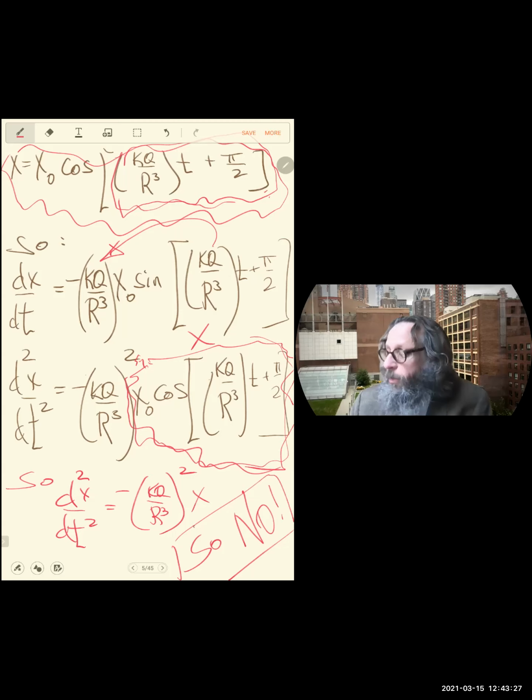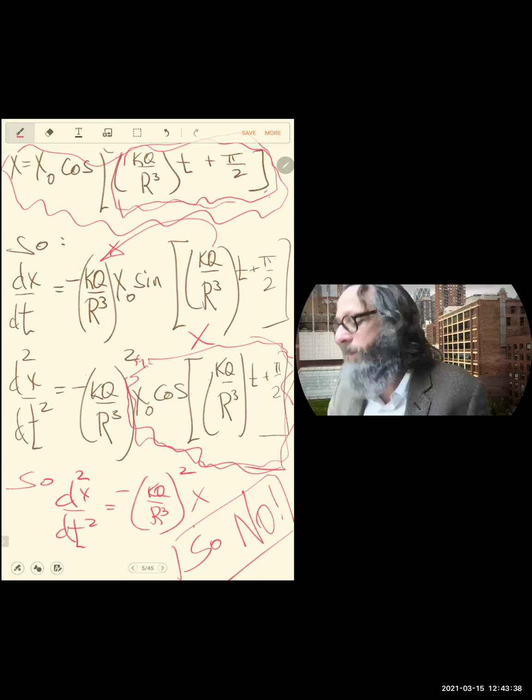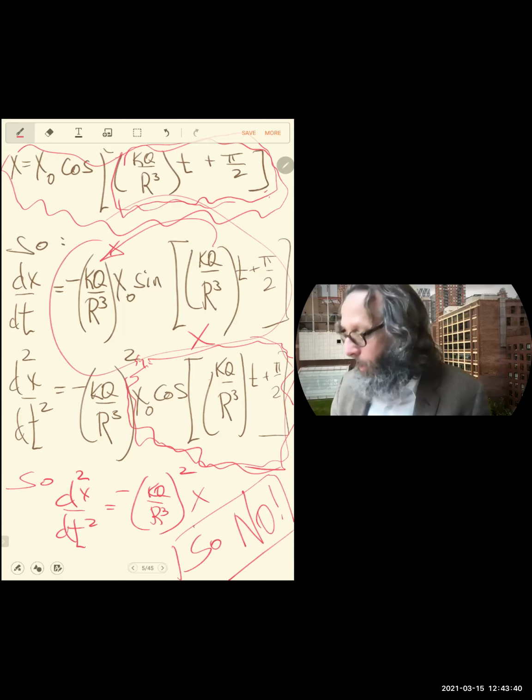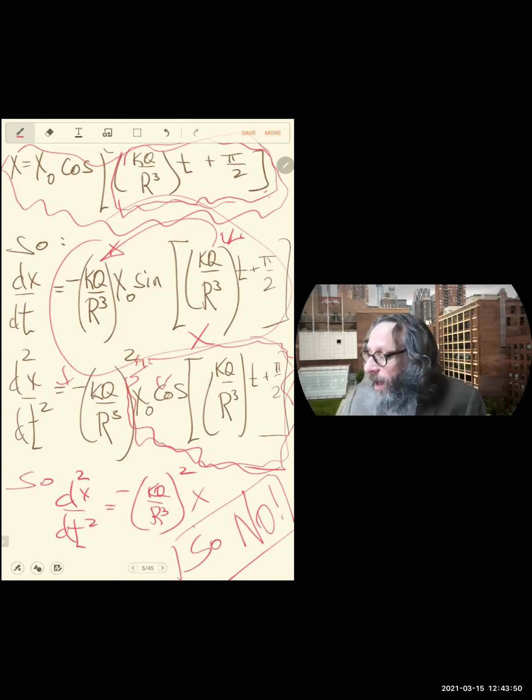We're taking the derivative of the whole thing. We first have the derivative of negative sine, and the derivative of that is negative cosine. But now we have to multiply that by the derivative of what's inside. And we still have a kq over r cubed inside.